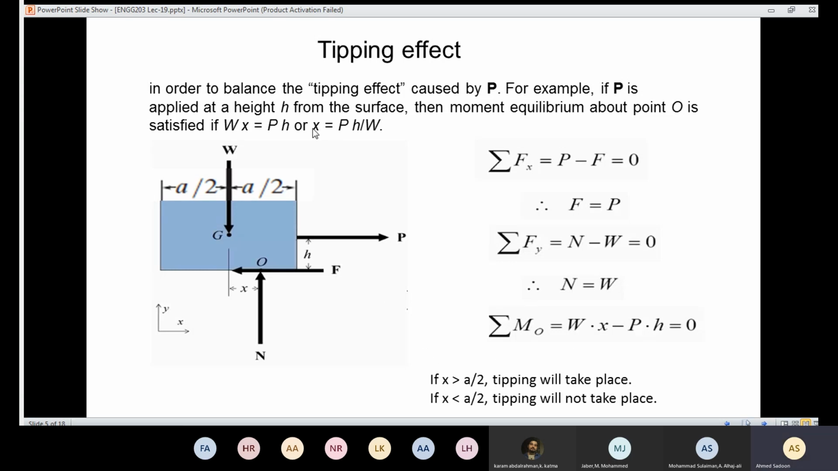So in order to understand the tipping effect, I need to take a moment about the point O, and then I need to know the distance where the normal force is located. If it's located within that region, that means the turning over is not going to take place. If it's beyond that region, that means the tipping is going to take place.